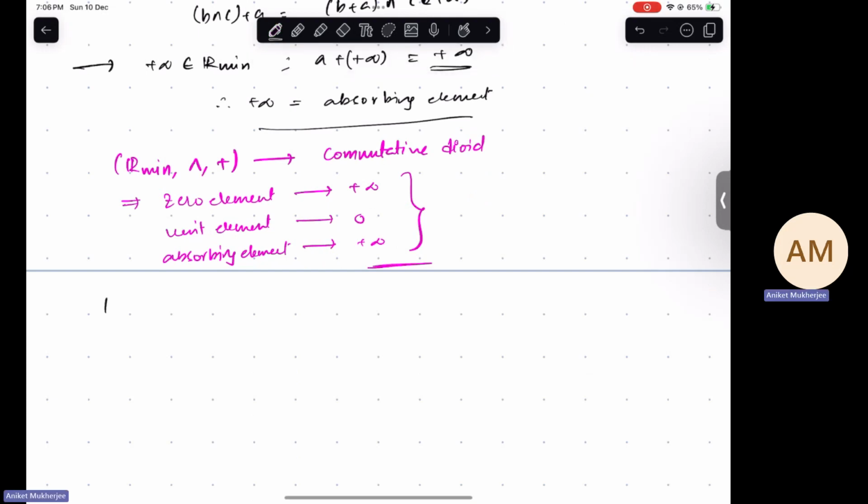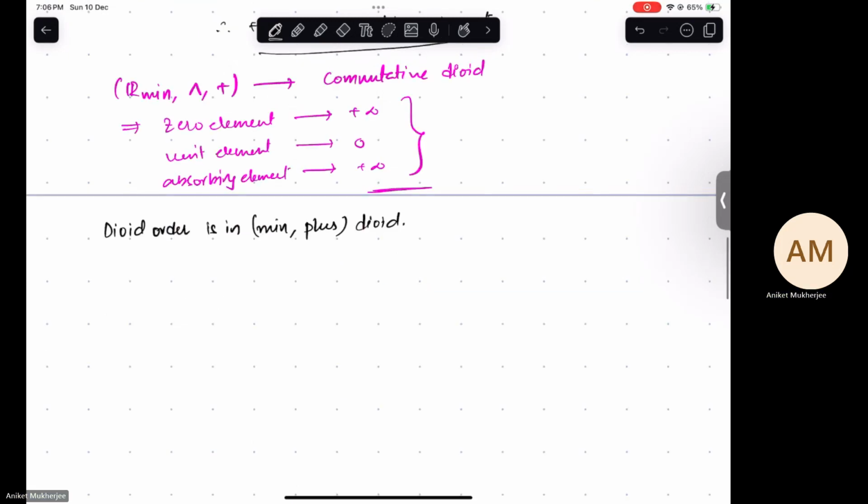Now we'll see what the dioid order is in the min plus dioid, right? So basically we are trying to find out the order induced by the dioid, not the natural order. So in the min plus dioid, we'll see that 3 is less than or equal to 2 in the dioid order because 3 min 2 equal to 2. This is what this is.